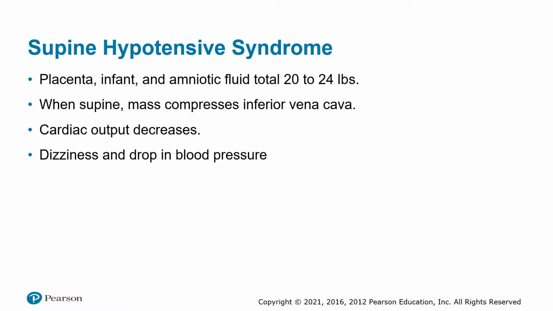Supine hypotensive syndrome is when the mom lies flat on her back. It compresses the inferior vena cava, because of all of that pregnancy weight, 20 to 24 pounds. Their cardiac output decreases. They get dizziness, and they also get a drop in blood pressure. Hence the reason that we don't put moms on their back.